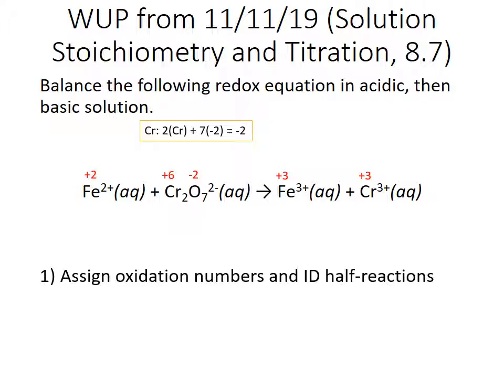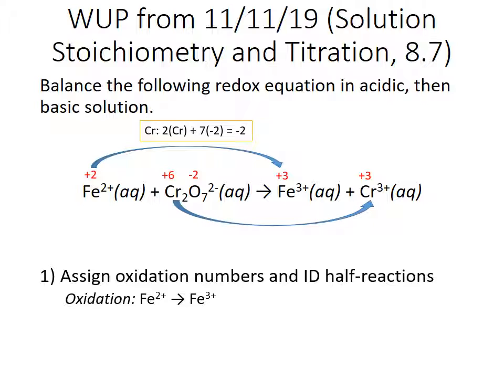Now we're going to compare the oxidation numbers across the reaction to identify our half reactions. We can see that our iron goes from +2 to +3. This means that that is our oxidation half reaction. The oxidation numbers are becoming more positive, therefore iron is losing electrons. We can also see that our chromium goes from +6 to +3. It is our reduction. It is gaining electrons.